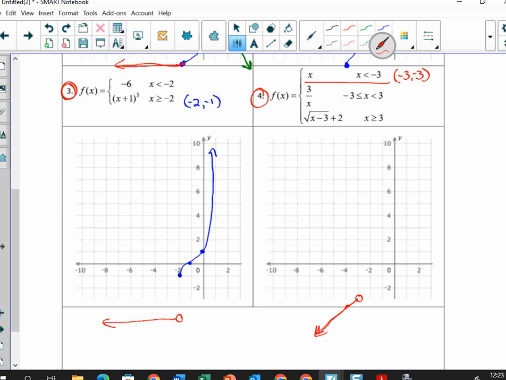Are we good with that piece? What'd you say? Which piece? Well, it says X is less than -3, so like you could plug in -4 if you want to go that way.